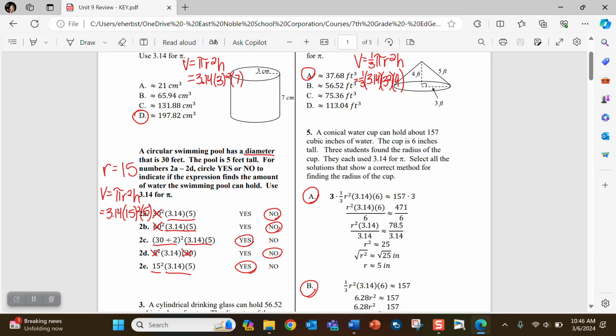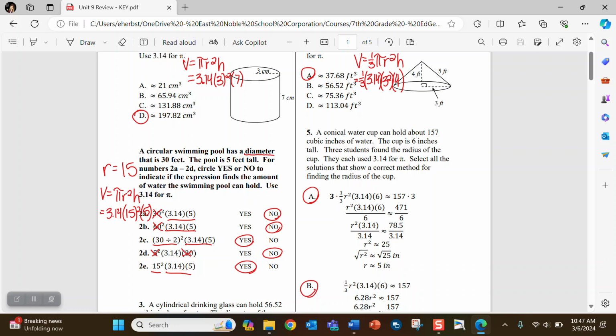Question 2 talks about a circular swimming pool that has a diameter of 30 feet and a height of 5 feet. So the question is, which expressions can you use to find the amount of water that the swimming pool can hold? So we know we want to do pi times radius squared times height, but remember in this problem you are given diameter. So we need to first calculate the radius from the diameter, so we cut that in half. We're going to use 15 in our formula.